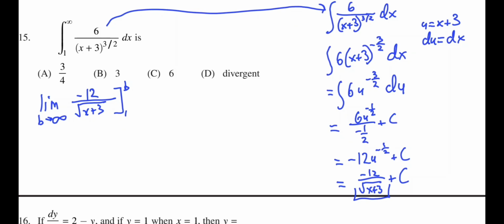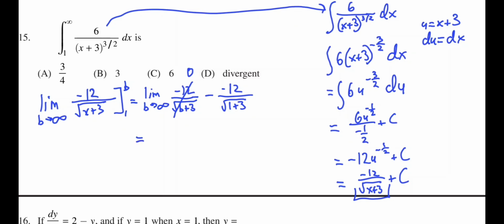All right, so now, just by using substitution, we then have the limit as b approaches infinity of negative 12 over the square root of b + 3, and then minus, if we plug in a 1, negative 12 over the square root of 1 + 3. Now we know right away that if b approaches infinity, then the first part of the limit would approach 0, since the bottom gets bigger and bigger. So that would approach 0.